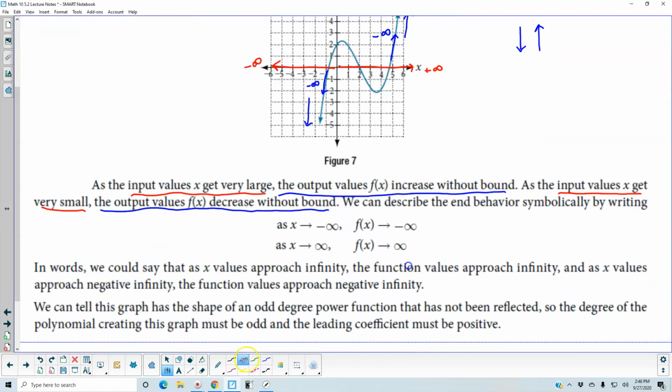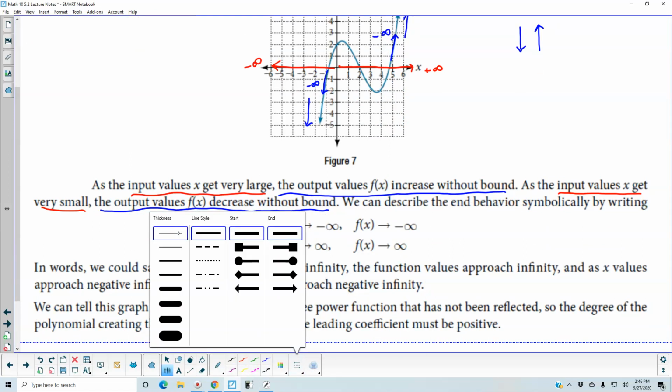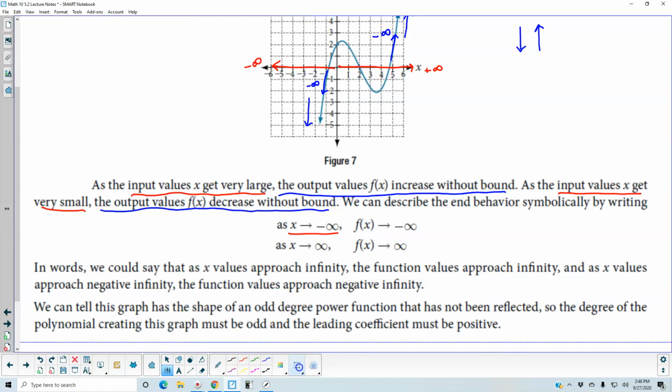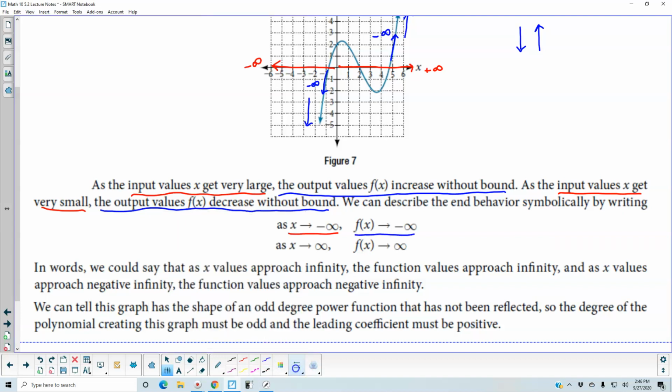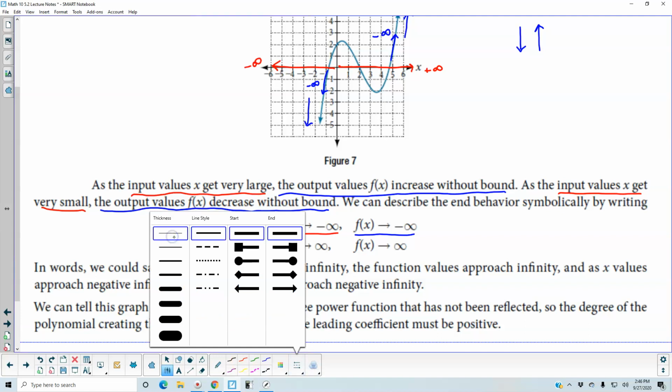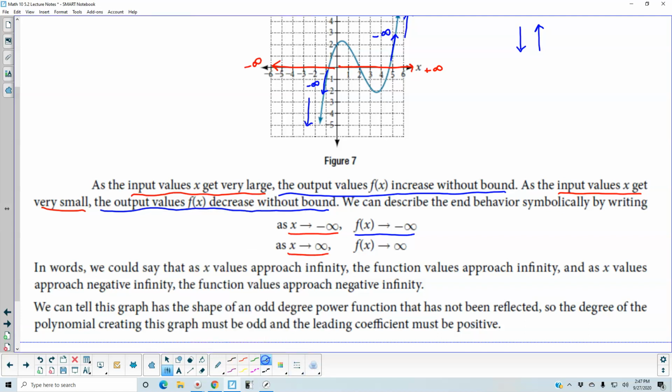So when we write that in terms of x, we would say that as x approaches negative infinity, then f of x approaches negative infinity. And as x is approaching positive infinity, then we're saying that the output f of x approaches positive infinity. So in words, we could say that as the x values approach infinity, the function values approach infinity, and as x values approach negative infinity, the function values approach negative infinity.